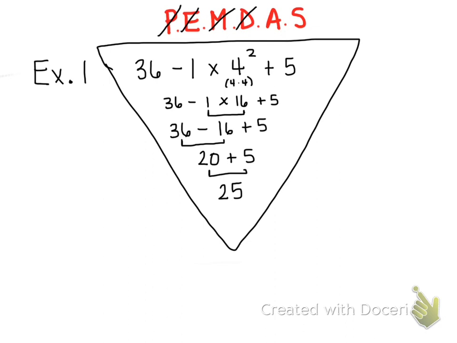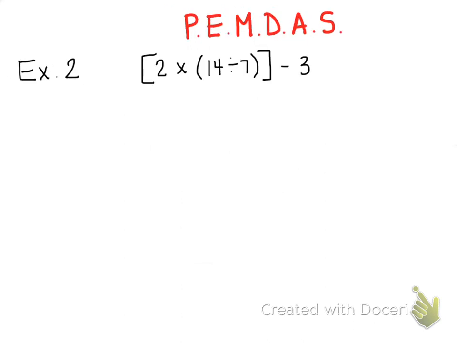All right, let's move on to our next example. In our second example, we have brackets and parentheses. So it's bracket 2 times parenthesis 14 divided by 7, close parenthesis, close bracket, minus 3. Now, this is why we use grouping symbols instead of parentheses. Sometimes you'll have multiple grouping symbols within a problem.